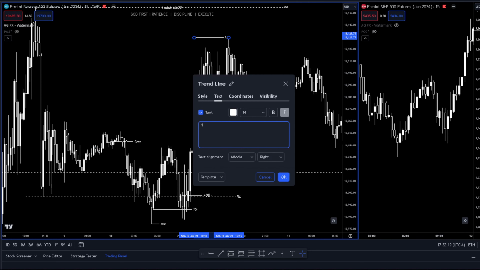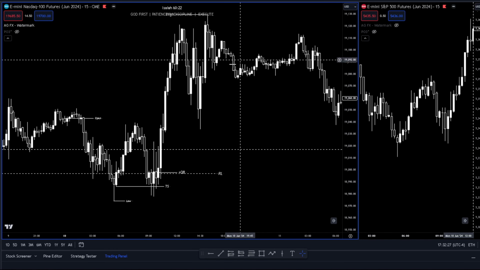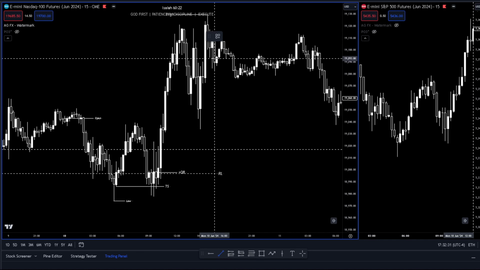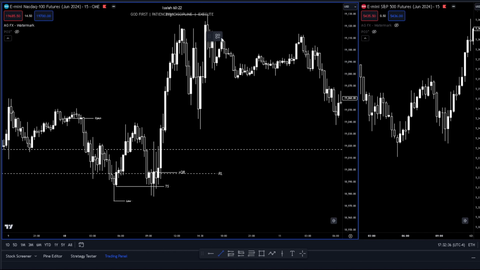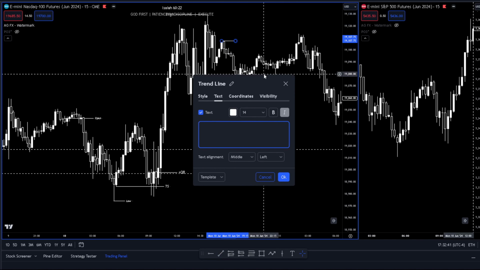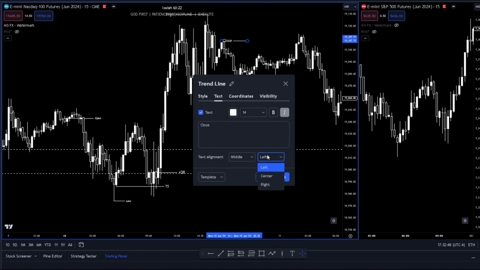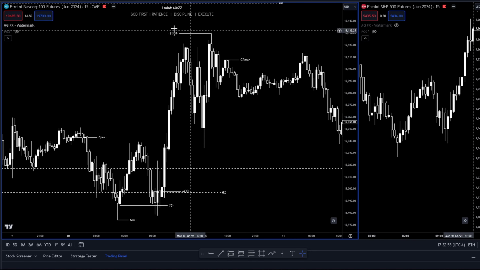We had our high. And then we closed, which was right here. And this was our close. You see, it's really simple. Open, low, turtle soup, high, close.